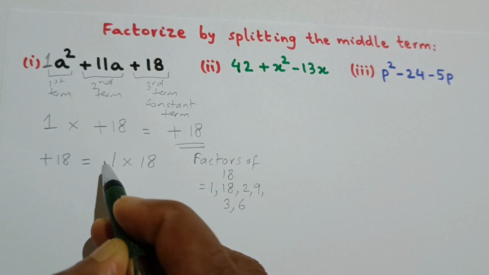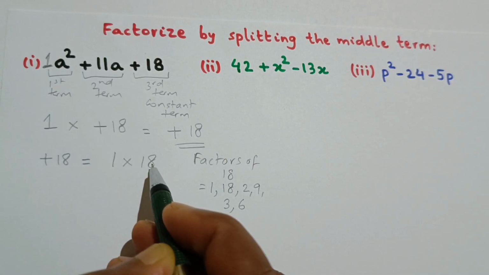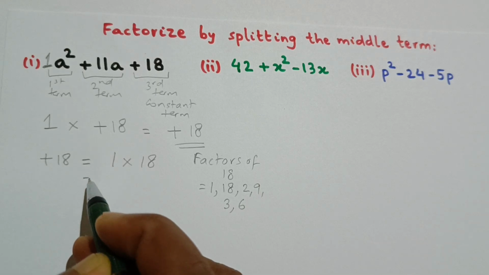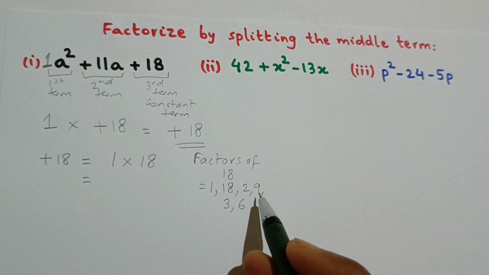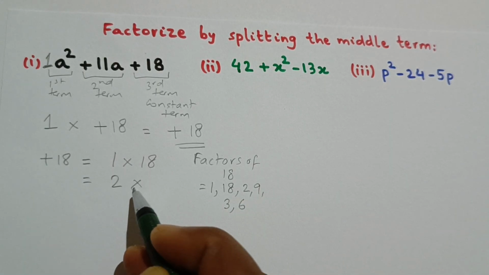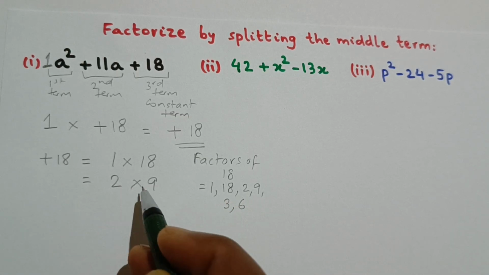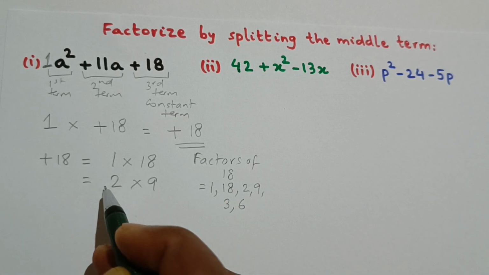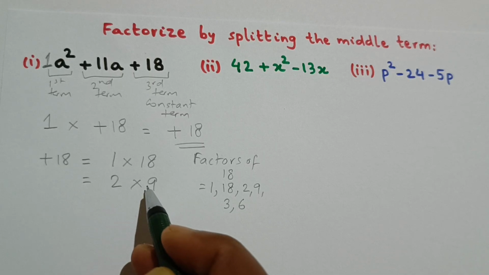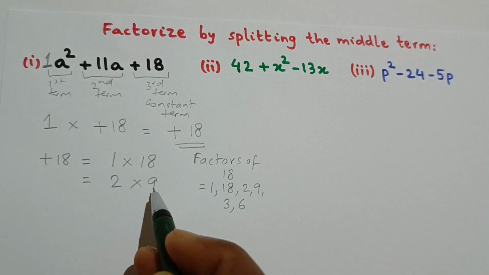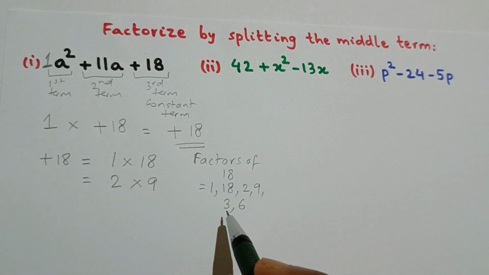1 means plus 1. So plus 1 multiplied to plus 18 is plus 18. So 1 into 18 is plus 18. 2 into 9. 2 multiplied to 9, that is also plus 18. Plus 2 into plus 9. 2 means plus 2. So plus 2 multiplied to 9 means plus 9. So 2 into 9, plus 2 into plus 9, is plus 18.